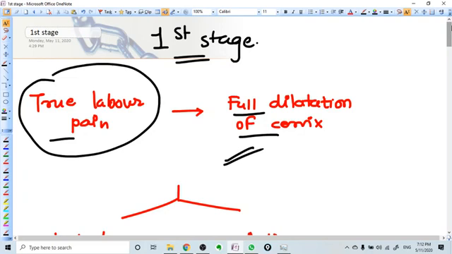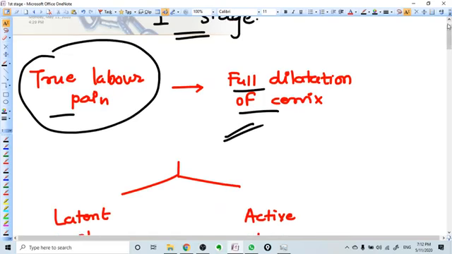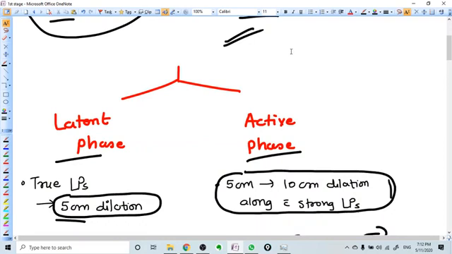The events in this stage are not equal all the time. That's why we divide this stage into two different phases. The first one is the latent phase and the second one is the active phase. Why do we divide this?